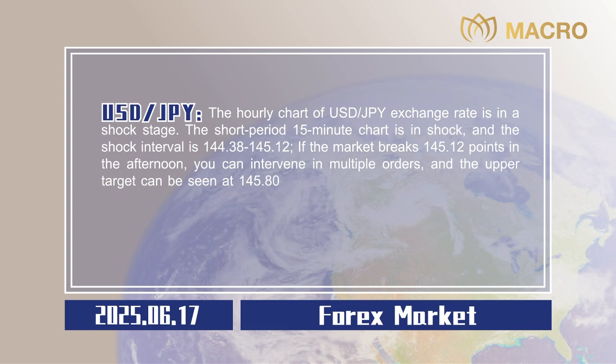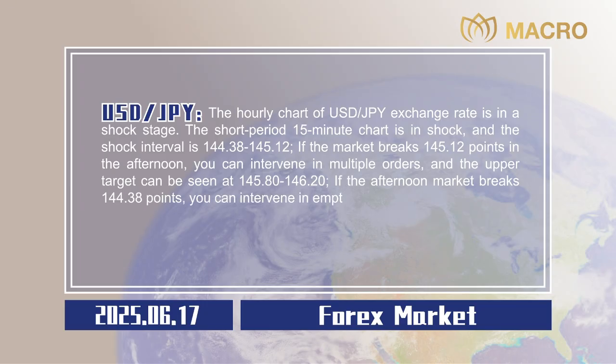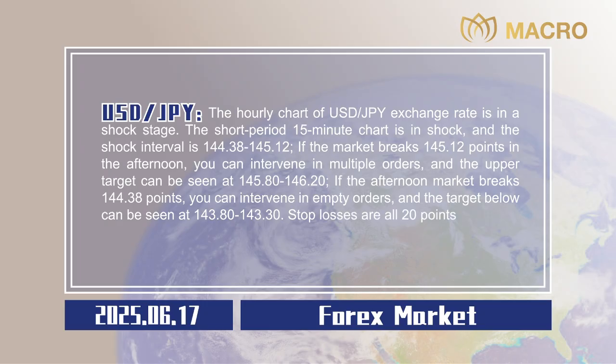145.80 to 146.20. If the afternoon market breaks 144.38 points, you can intervene in empty orders, and the target below can be seen at 143.80 to 143.30. Stop losses are all 20 points, 0.20.